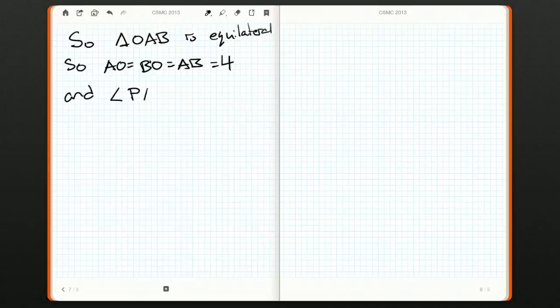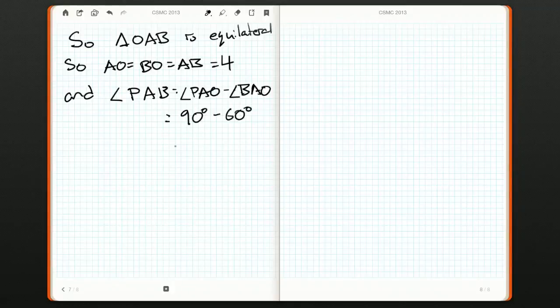So let's move on. Angle PAB is going to be angle PAO. We can go back and look at the diagram if we need convincing of this. Minus BAO, well that's 90 degrees minus 60 degrees, that's 30 degrees. 30 degrees is one of those special angles, same with 60 degrees. They have very nice sines and cosines, and you'll find they pop up a lot on these contests.